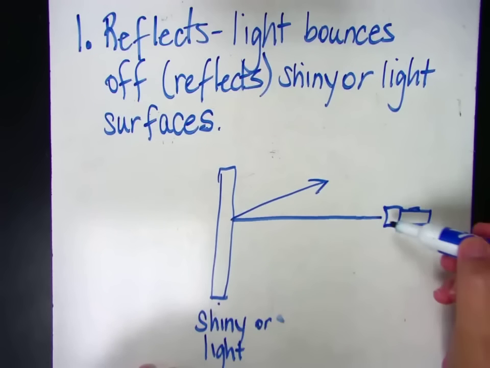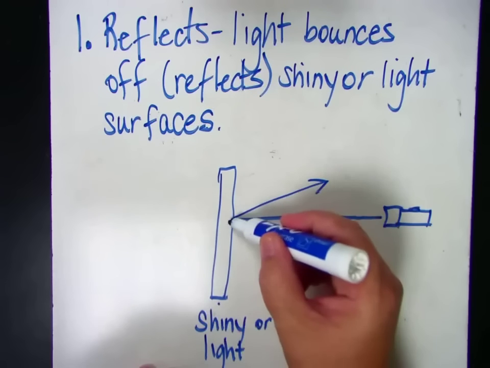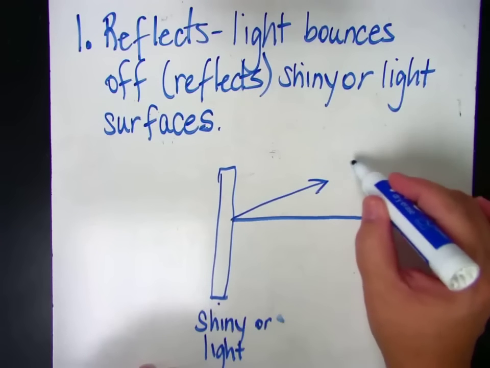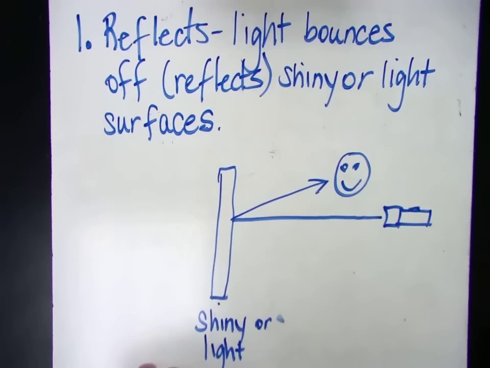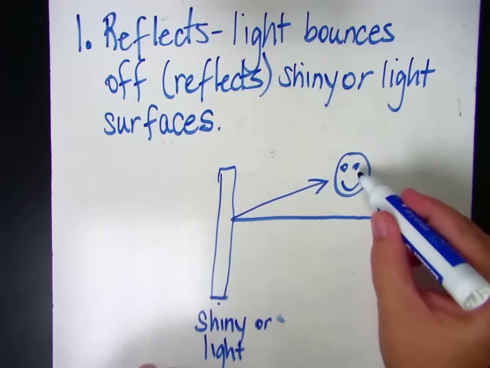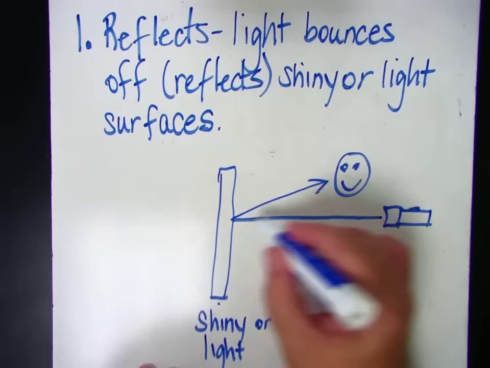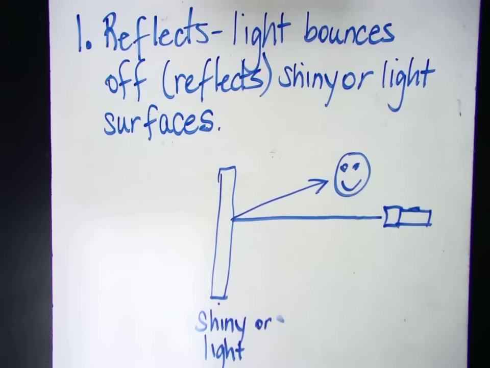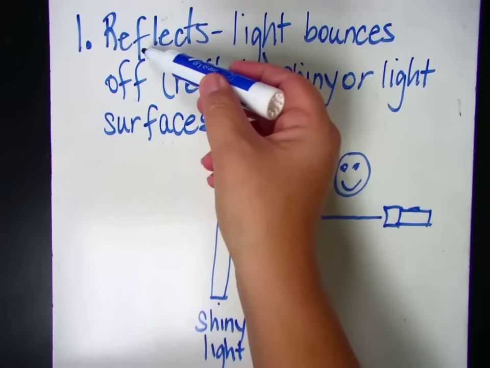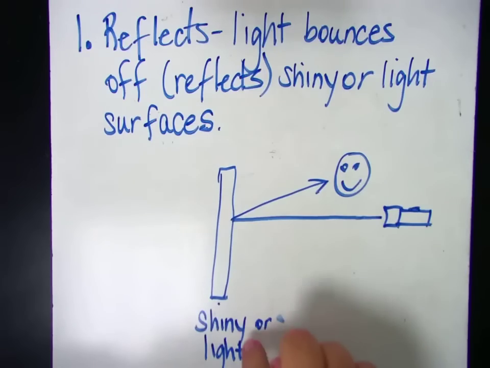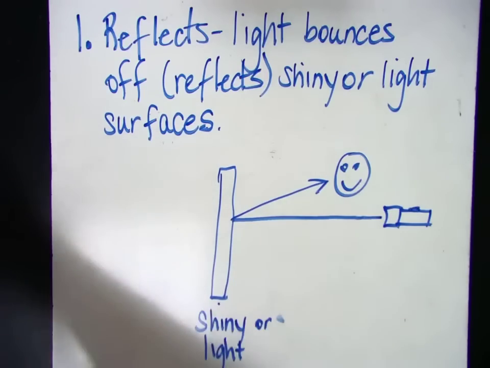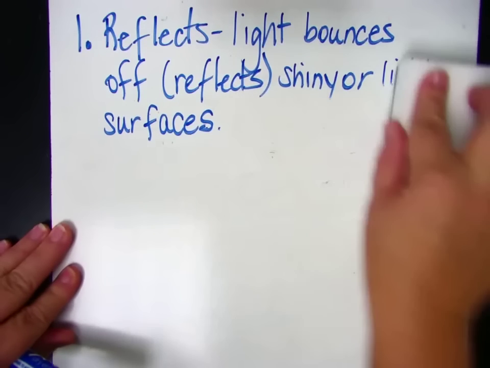And if you remember, Mrs. Colicia shone the light on the mirror, and then she shone it into different people's faces, and we showed how bright the light was after reflecting off of the shiny or the light surface. So don't forget, one way in which light behaves is that it reflects when it hits a shiny or a light surface. So those are the requirements. It has to have a shiny or a light surface in order to reflect.